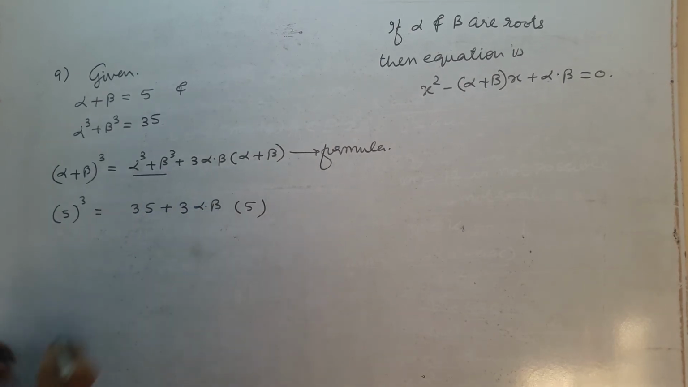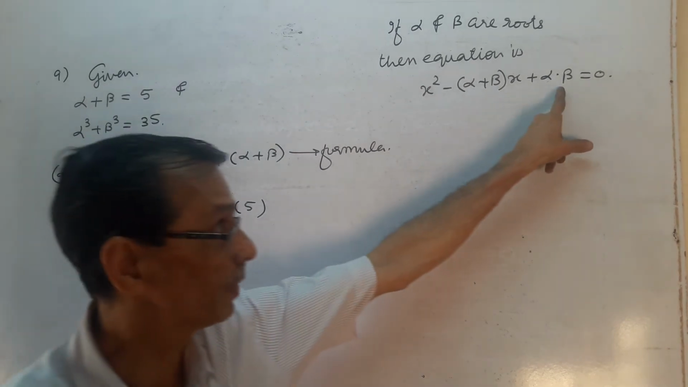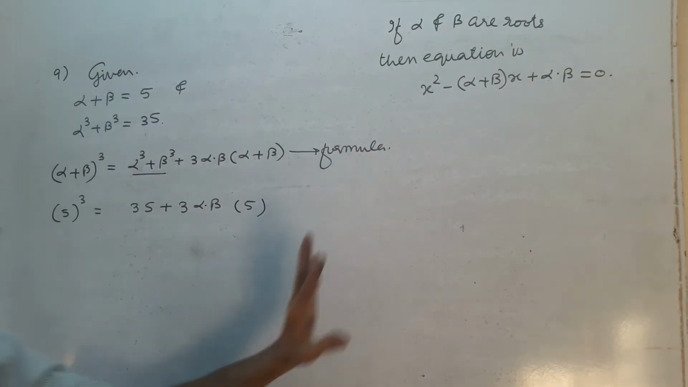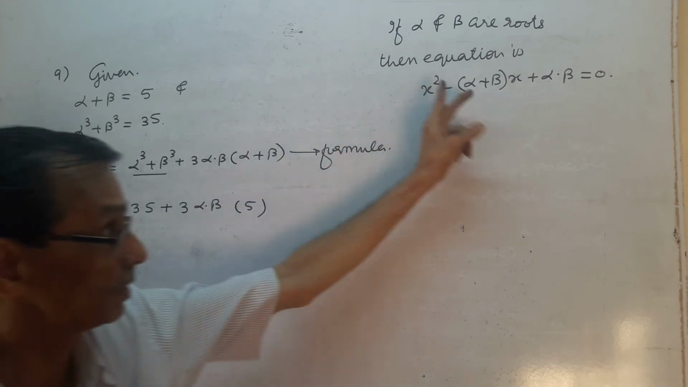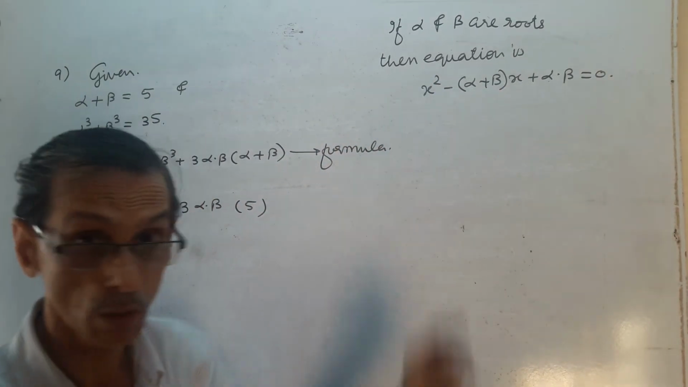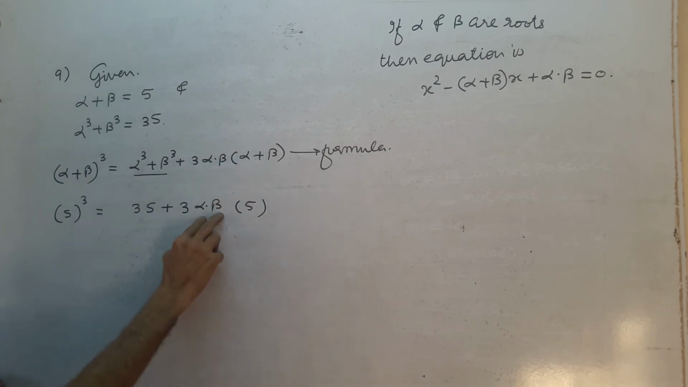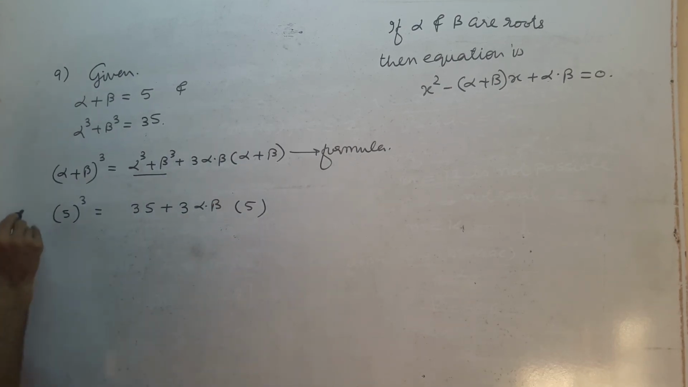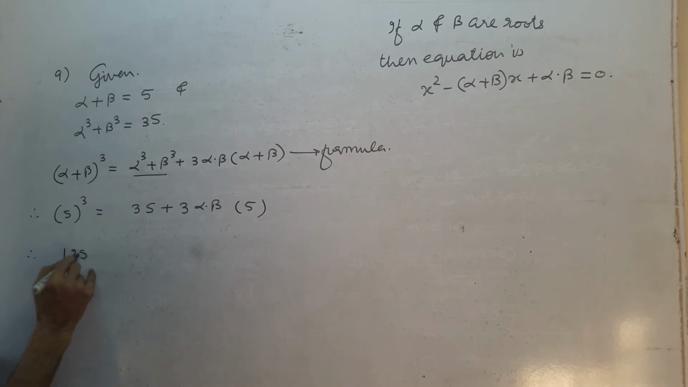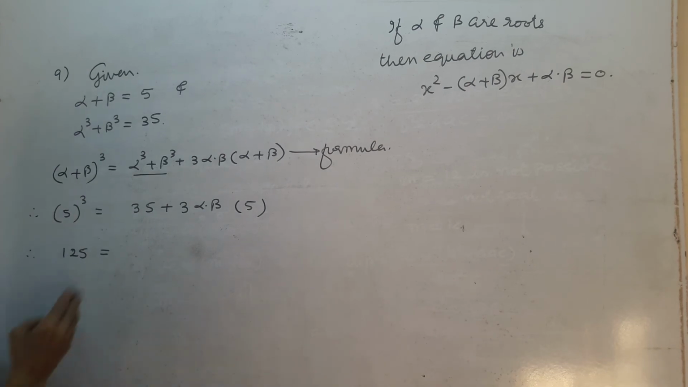This is what we have to find out. Alpha into beta is not given, they have given alpha plus beta, the middle coefficient, but the last coefficient is not given. So the last coefficient we have to find out with the help of this formula. Therefore, let's simplify now. 5 cube is 125: 5 into 5 into 5, three times. 5 fives are 25, 5 fives are 125.